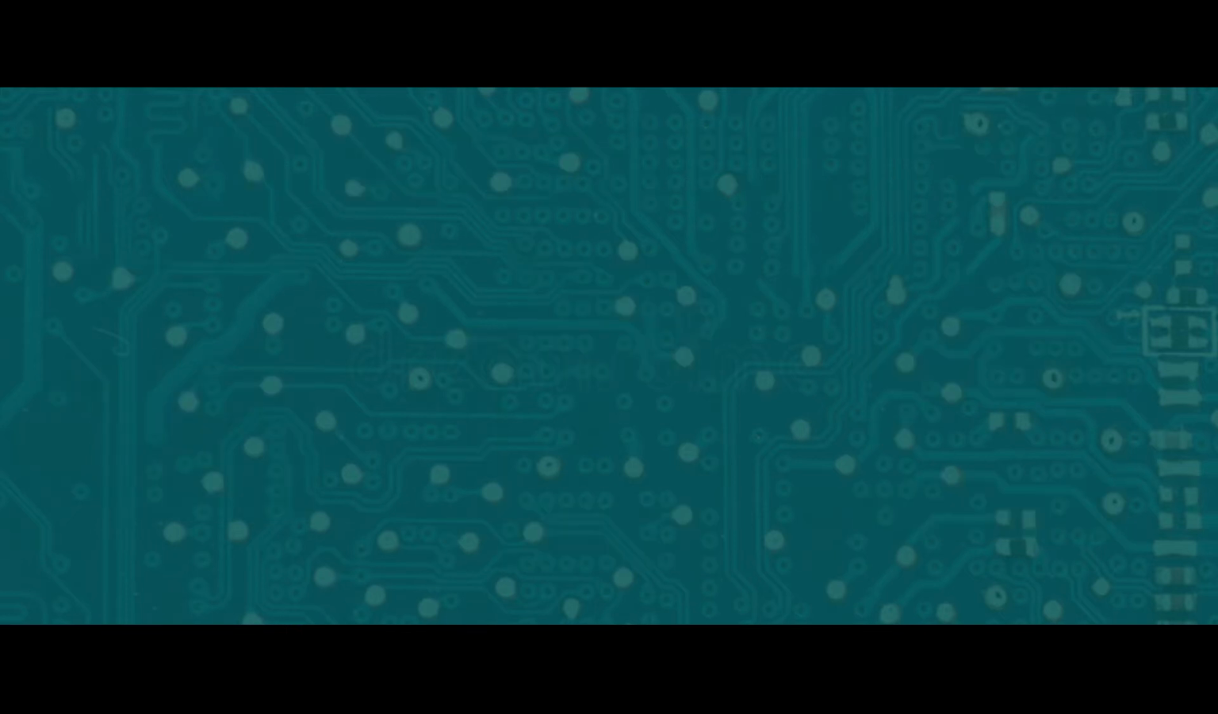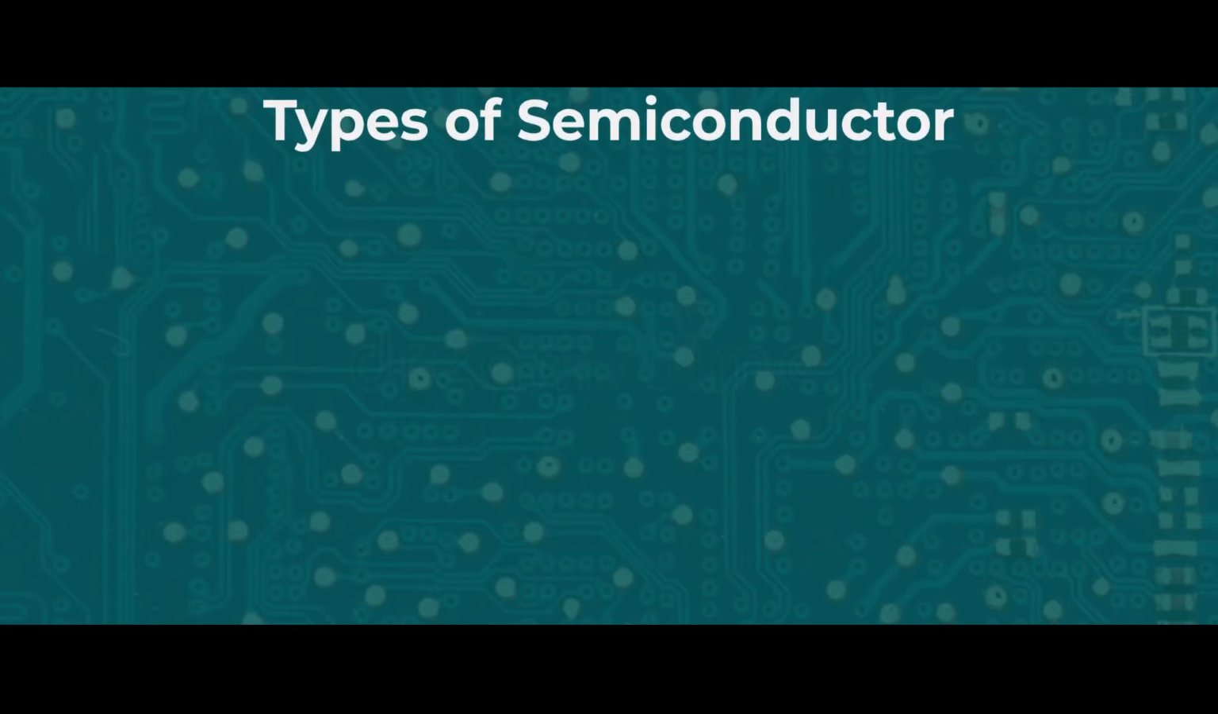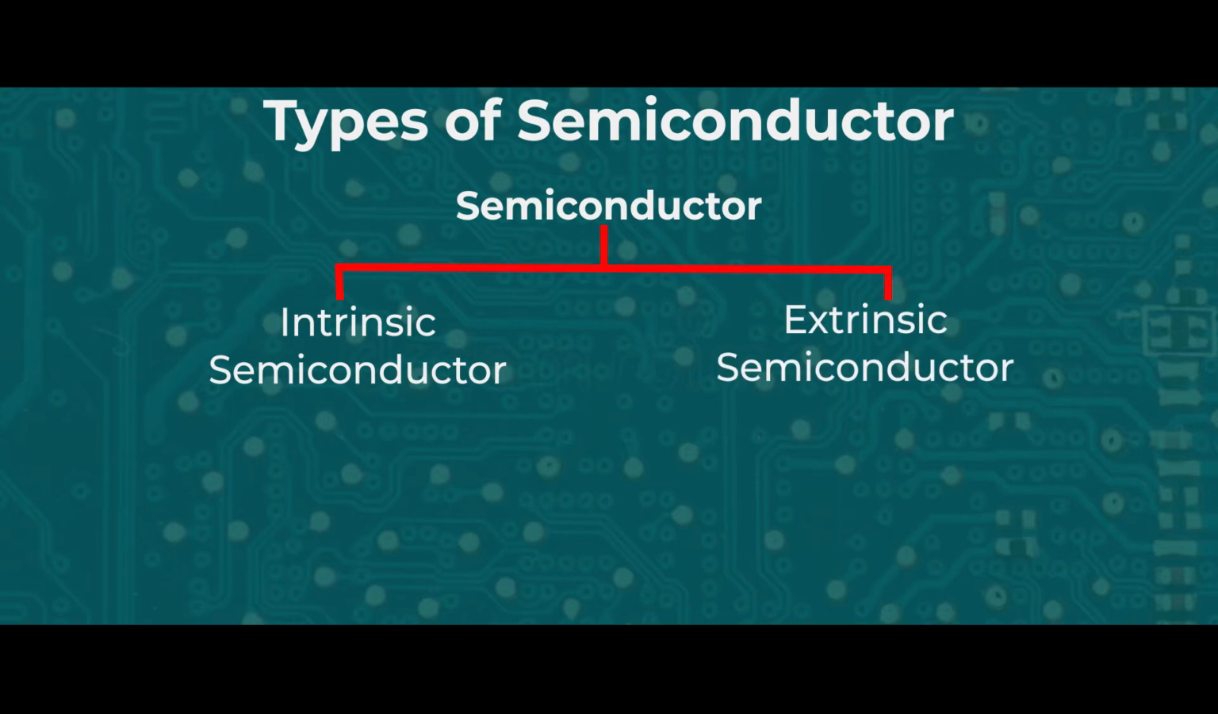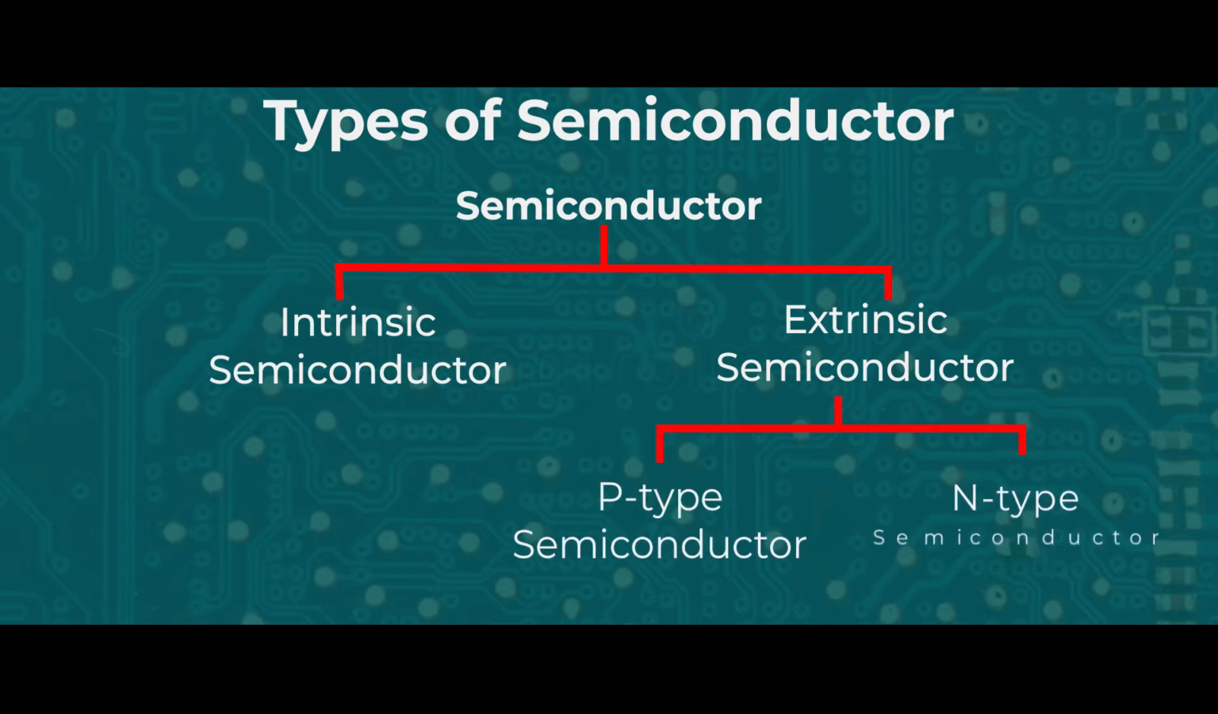Now next, let's look at the different types of semiconductor. Semiconductor is broadly classified into two types, that is intrinsic semiconductor and extrinsic semiconductor. Extrinsic semiconductor is again divided into two types, p-type and n-type semiconductor. Now let's look at the different types of semiconductors one by one.